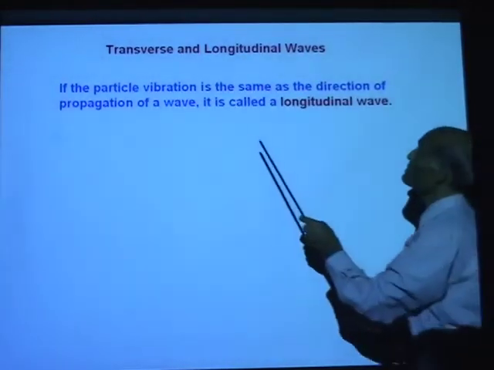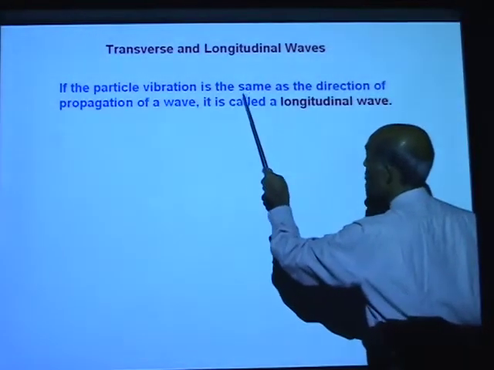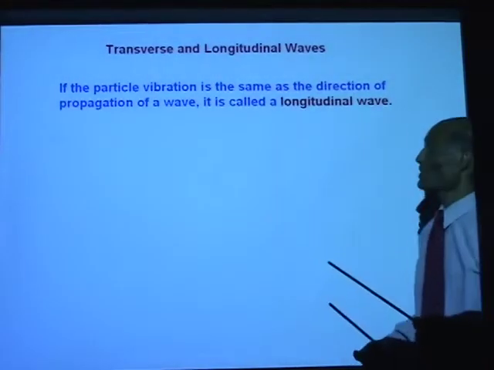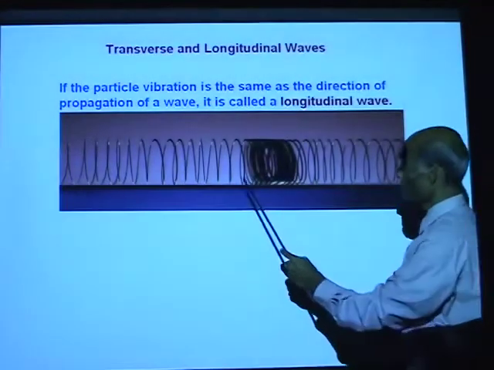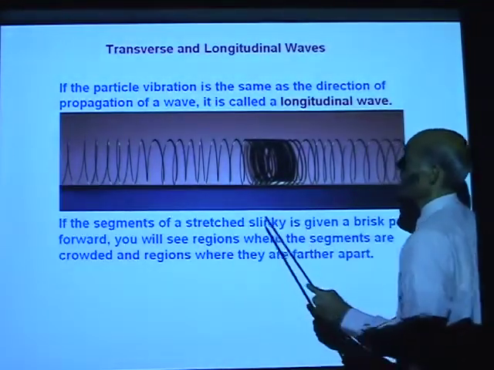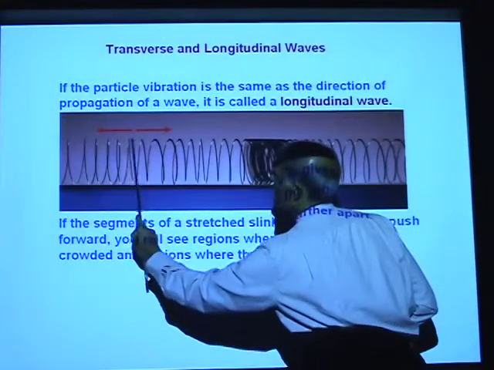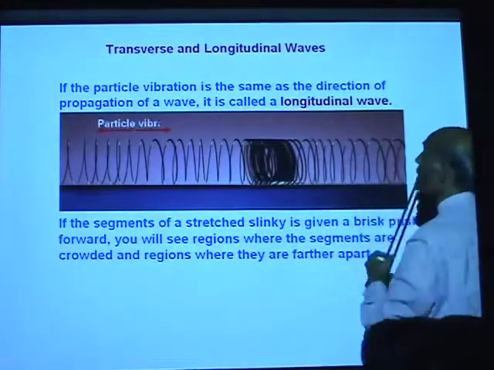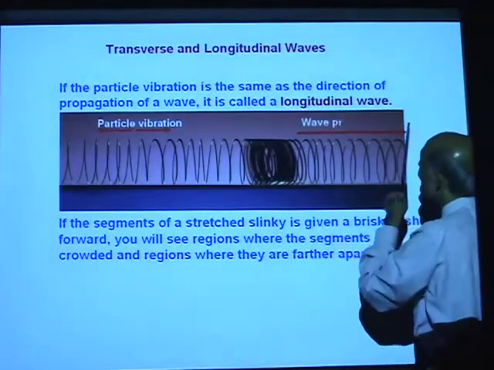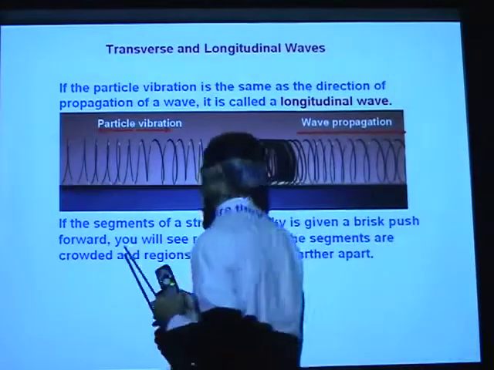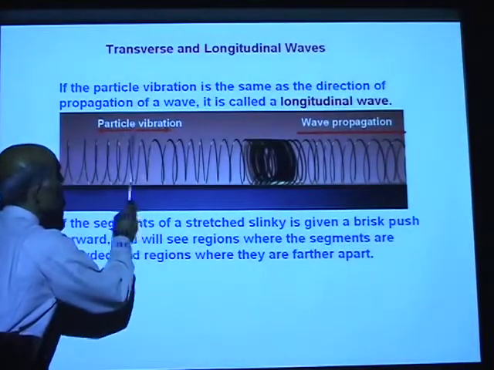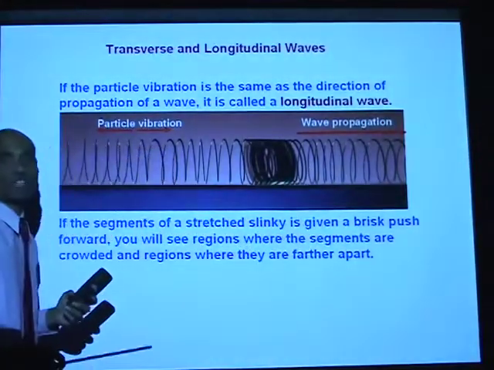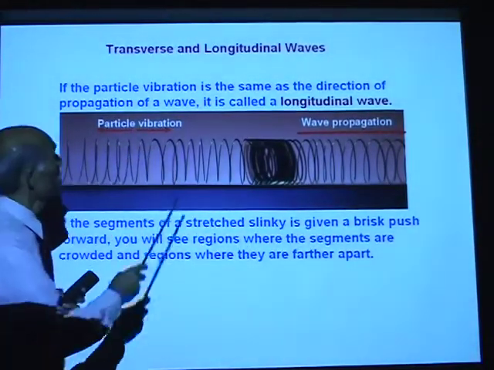All right? How about a longitudinal wave? In the case of a longitudinal wave, the particle vibration is in the same direction as the direction of propagation of the wave. This is the slinky that I showed you. The segments of the slinky vibrate back and forth and the energy gets propagated like this. You see here the difference? The particles vibrate back and forth, and the wave propagation is in the same direction. So you should be able to distinguish.